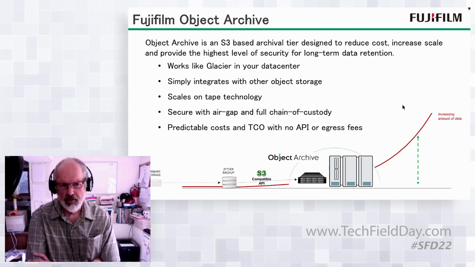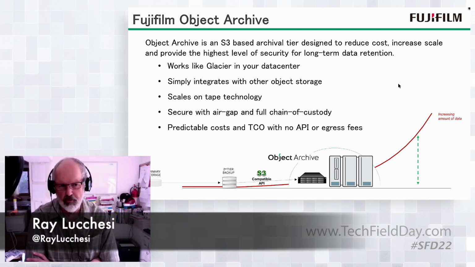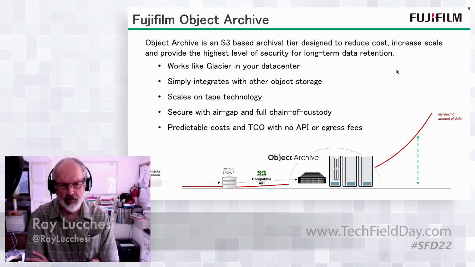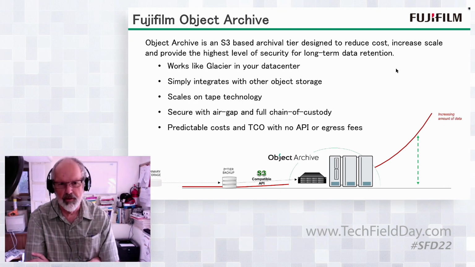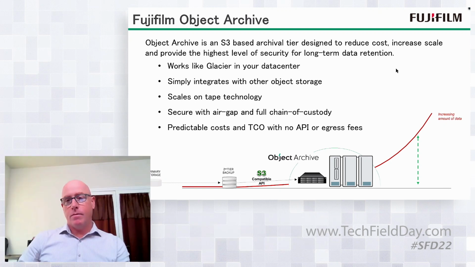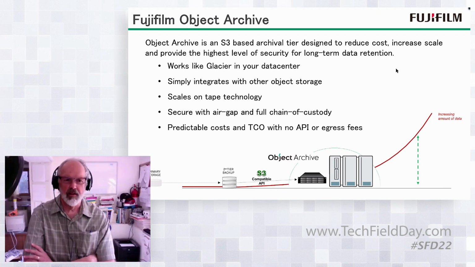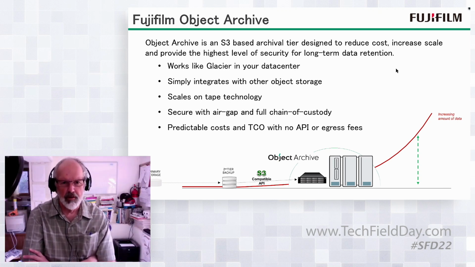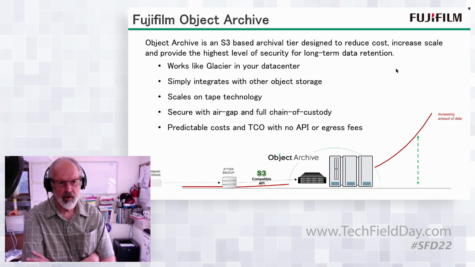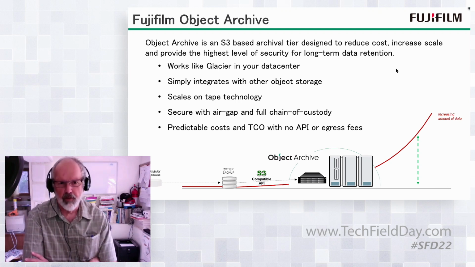So the solution is connected to like a cloud tier from a backup solution. Is that how this works? I mean, if a backup solution decides that some data is cold or can be taken out to the cloud, rather than writing, they would normally write S3 to an object storage someplace. They could write S3 to your object archive. Is that how this works?